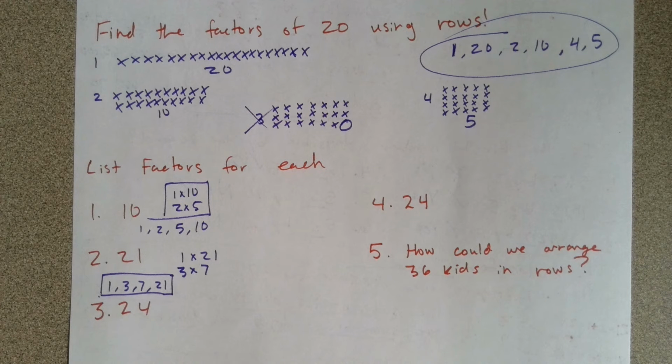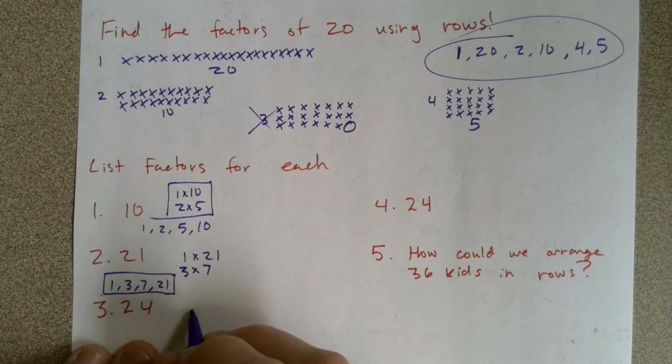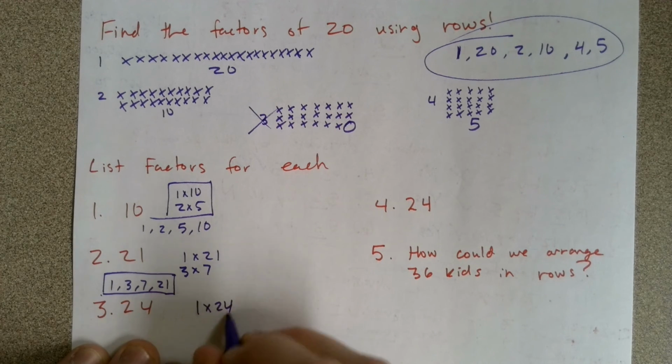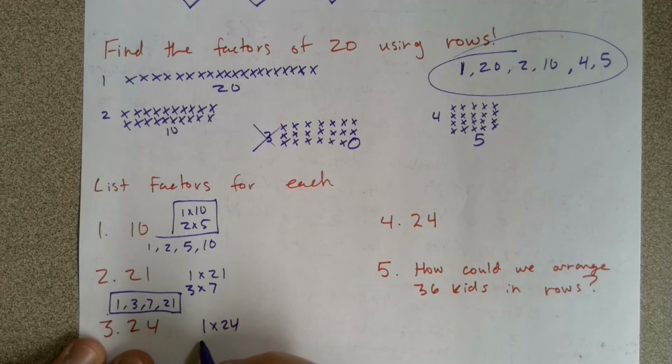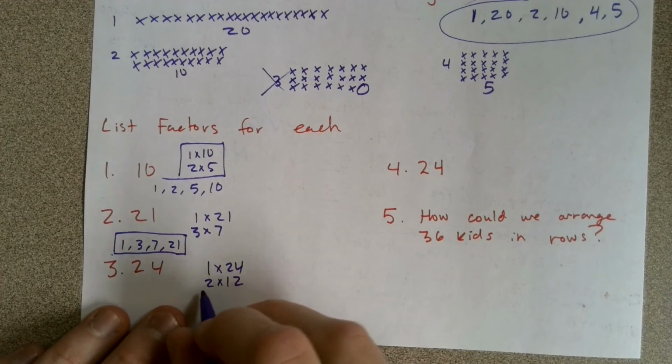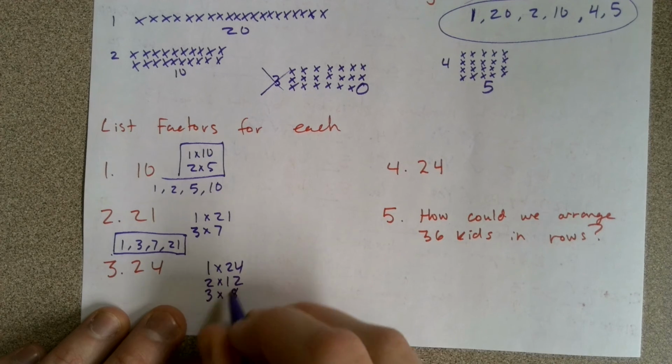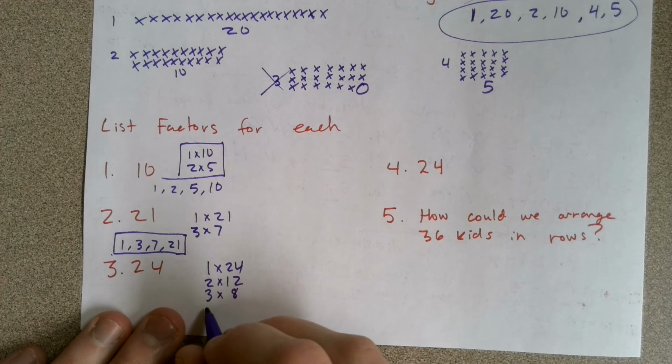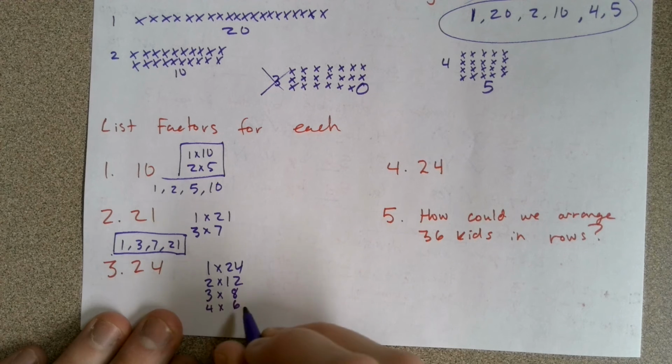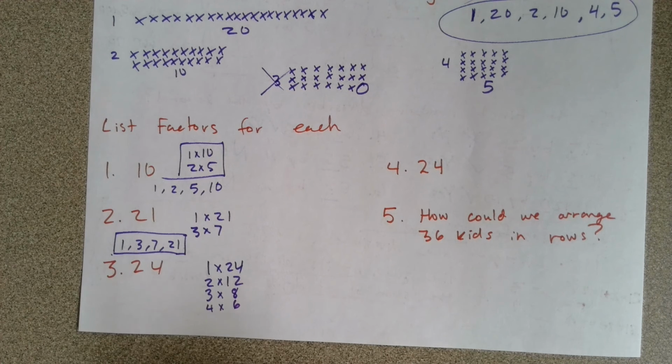Once you hit that same number twice, you can know you can be done. 24, we're going to start with our easy one. 1 times 24. Okay. 2 times what? 2 times 12. That gets 24. 3. Oh, this one works too. 3 times 8. Wow, look at all these. 4, 4 times 6. 5, no. 6, we already got it.